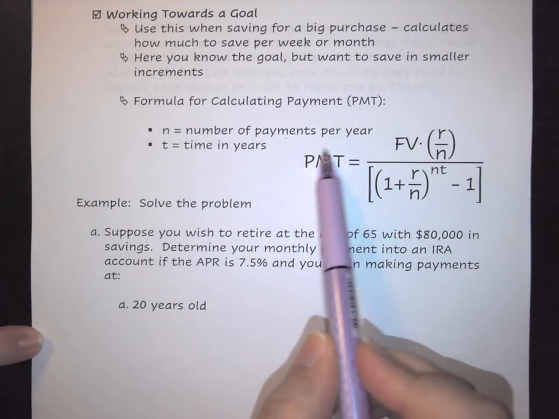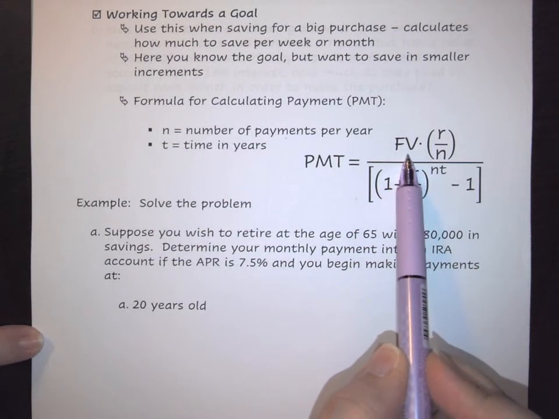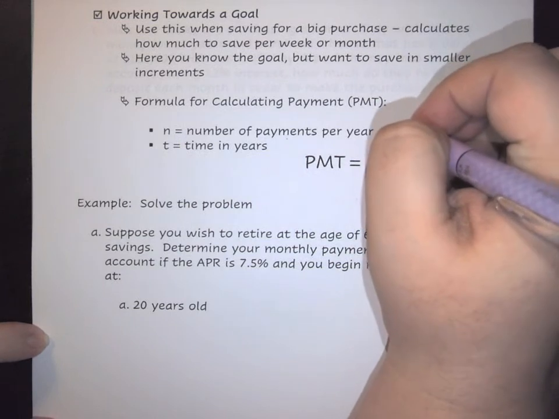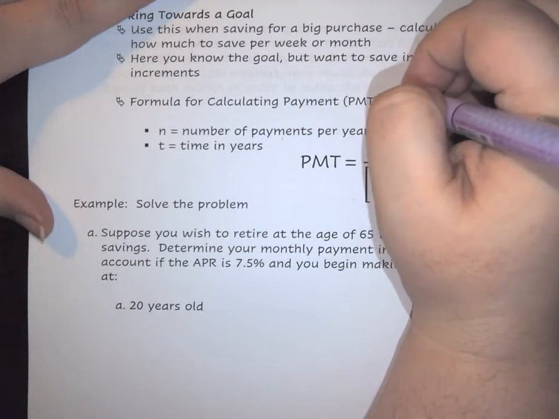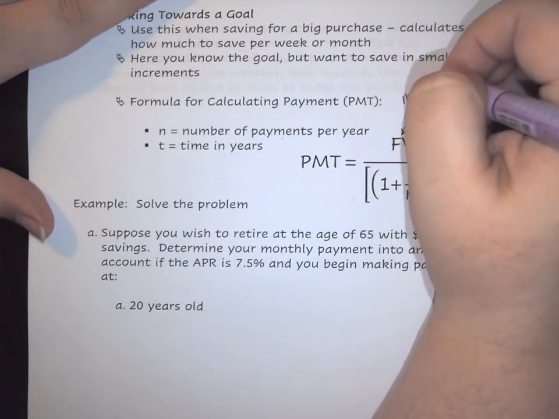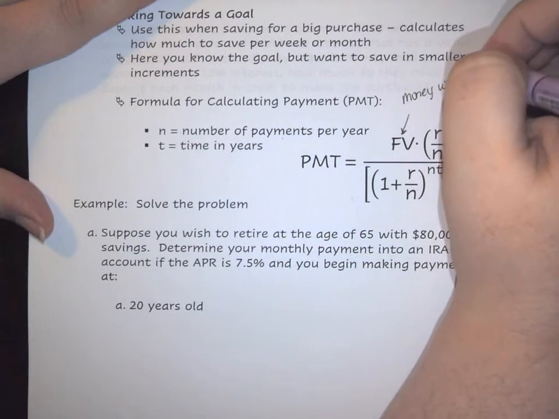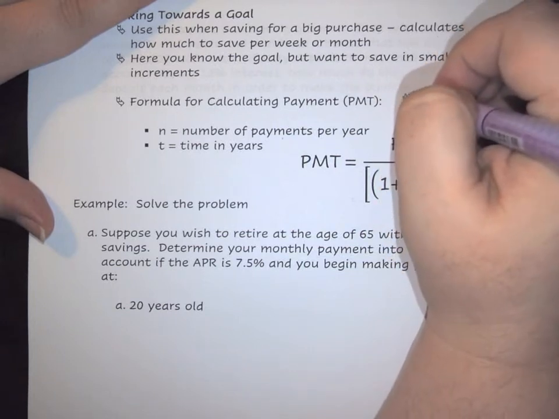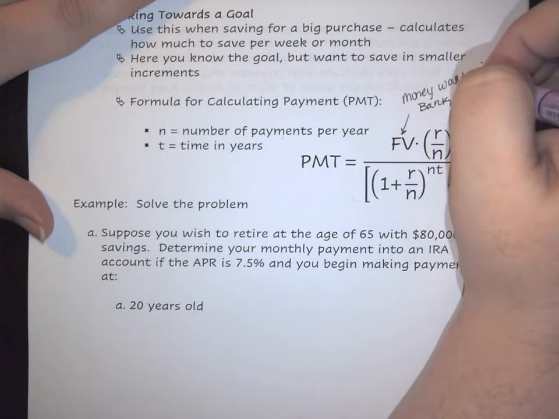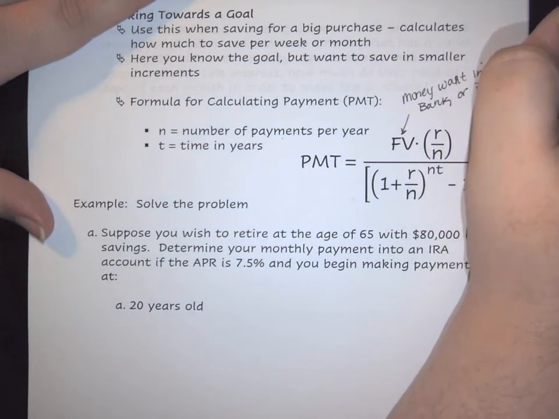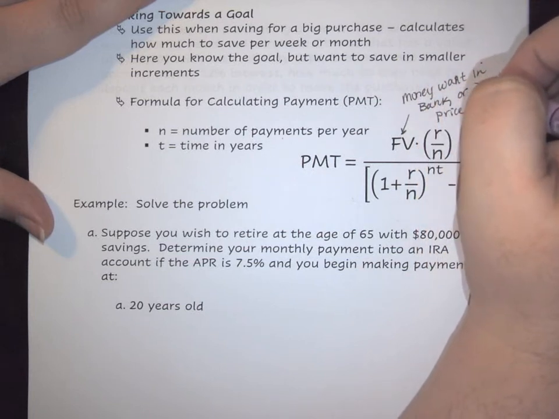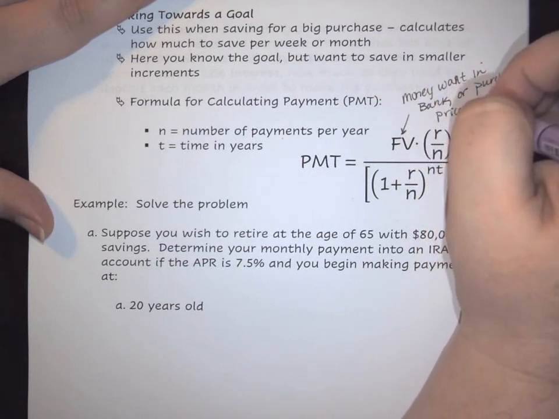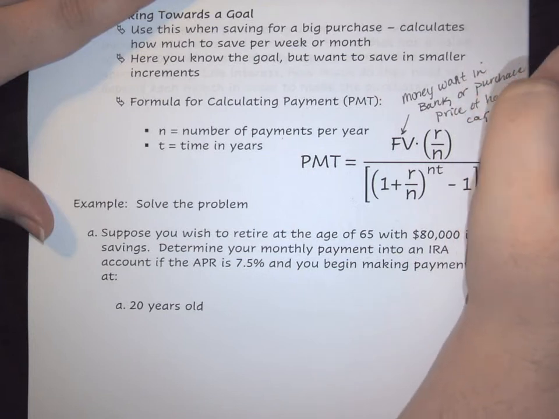So PMT stands for payment. FV is your future value. Okay? So in other words, the FV, this right here, is going to be the money you want, say, in the bank, or the purchase price of, say, a house or maybe a car or something like that.